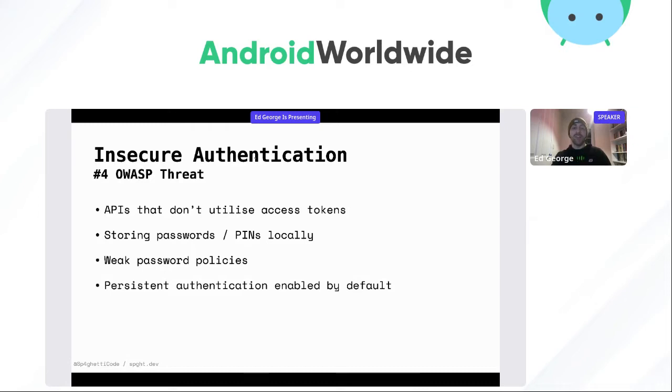And persistent authentication enabled by default. What I mean by that, again, is the remember me functionality of an app. Sometimes that functionality, if it's provided, is actually on by default, which is definitely not the most secure way of using it. You should always allow users to opt in to any form of persistent authentication to avoid any sort of security incident.